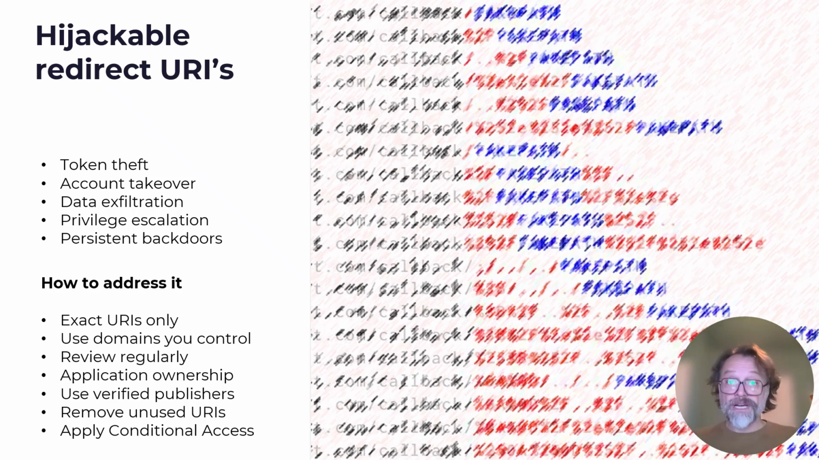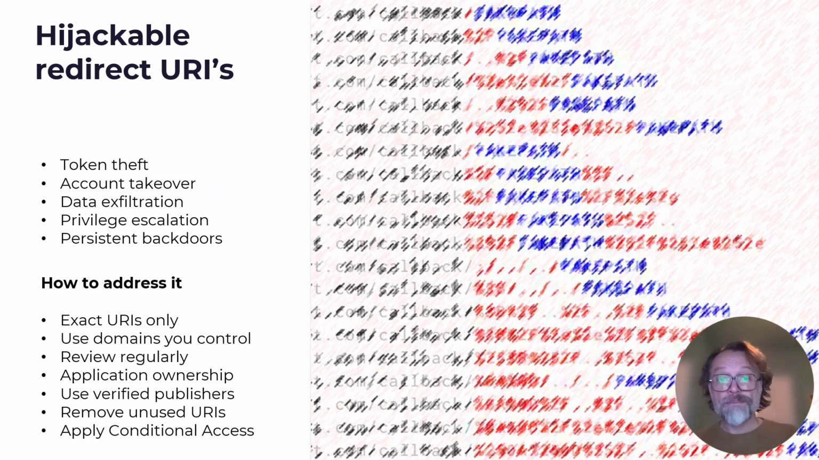Once tokens are captured, attackers can impersonate users or service principals. Or data exfiltration can happen: attackers can silently access mail, files, or APIs without credentials. Or privilege escalation: if the app has excessive permissions, the attacker inherits all of them. So the solution then is to use exact URIs only. Make sure your application registrations use exact, trusted redirect URIs only. No wildcards.